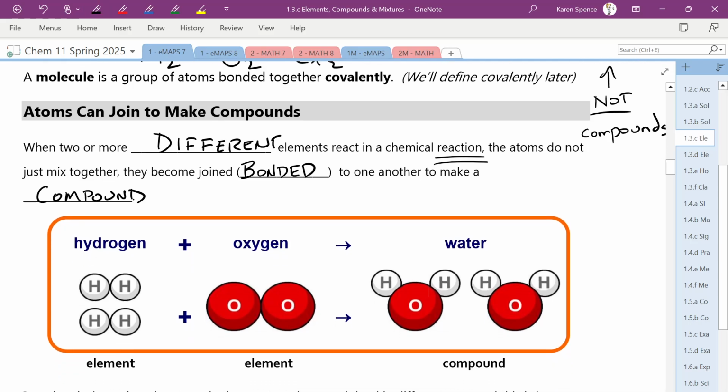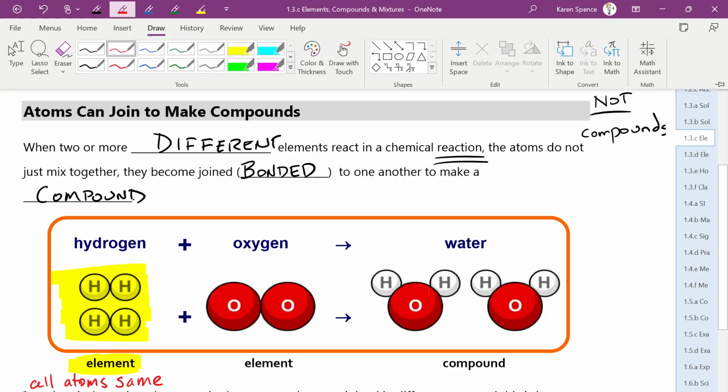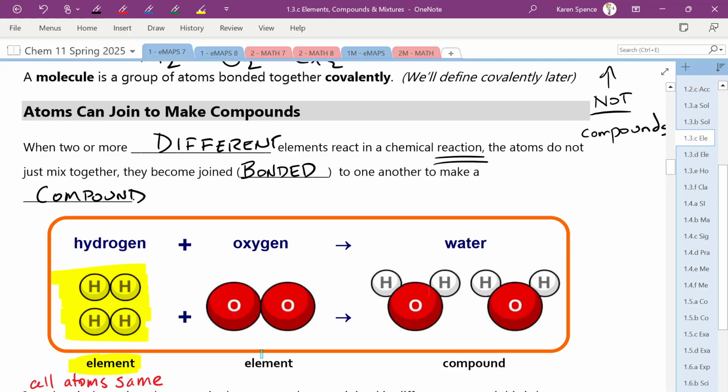So over here we have hydrogen, which is an element, because all the atoms are the same. Okay? In an element, all atoms are the same. We have oxygen, which is a different element. Oh, now I've made it look black. That doesn't make me happy. Maybe I'll just circle it in blue. Okay. All the atoms are the same.